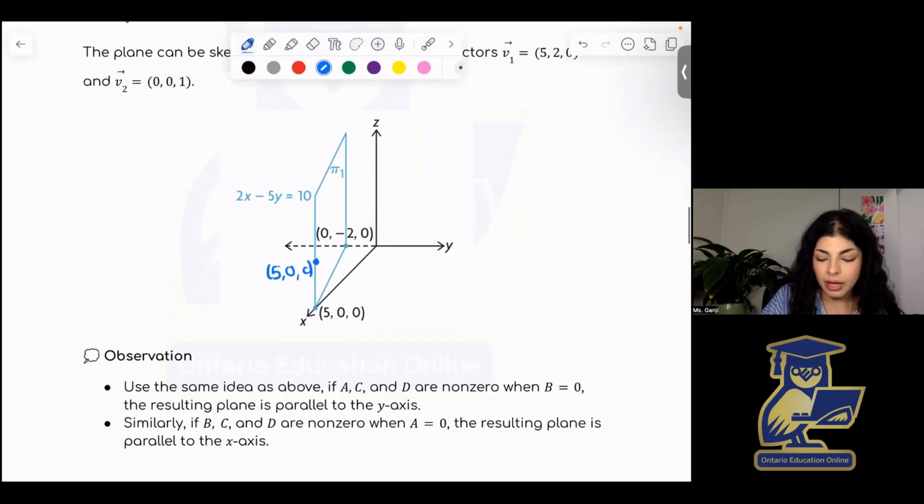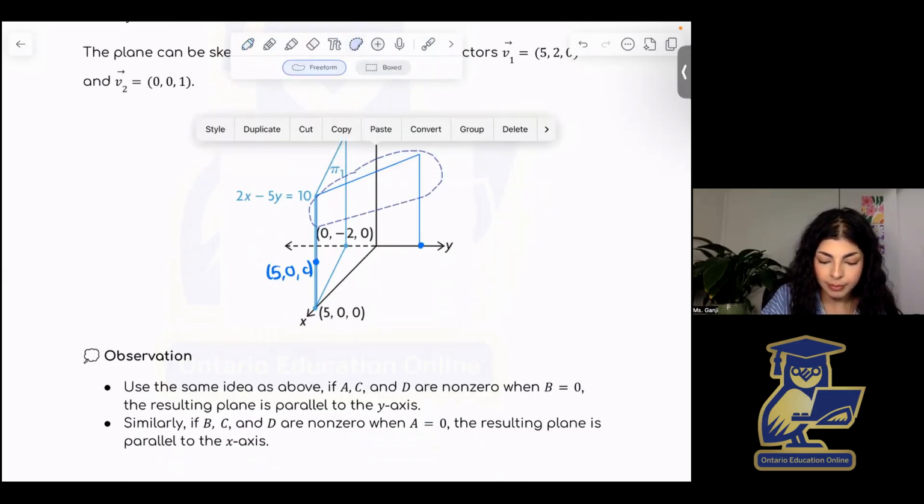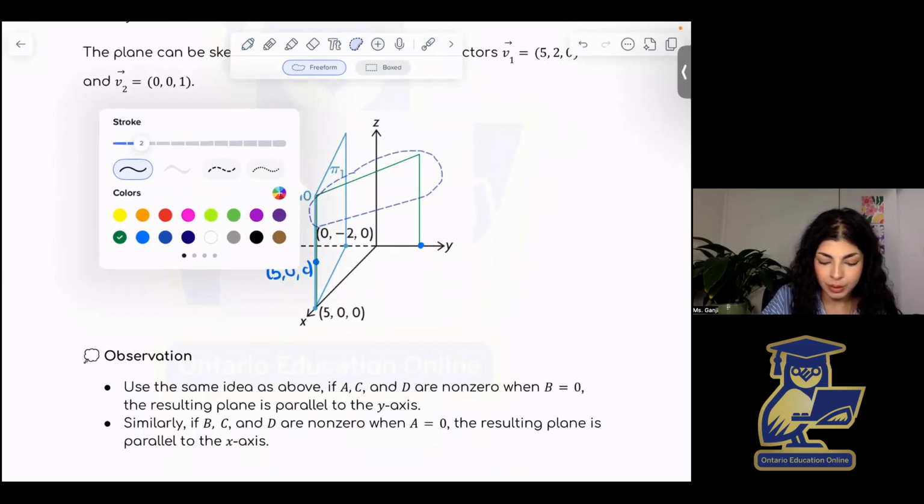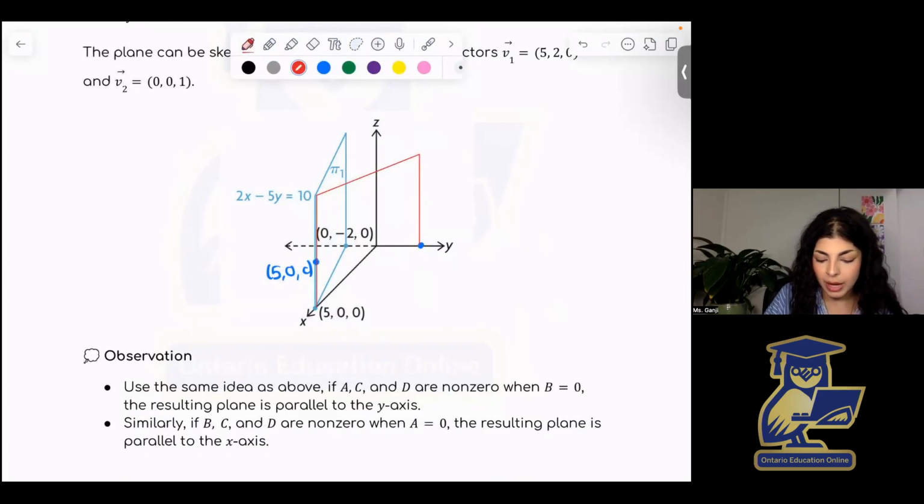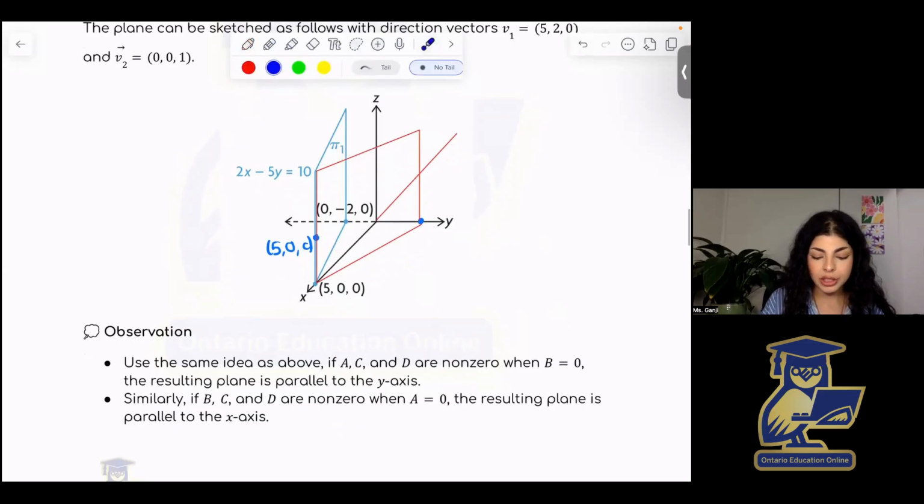Now, if your y-intercept was positive, you can do the same thing. You would just draw this line and go this way. Make sure this is parallel. Or maybe I should do this with a different color. Let me do green here, or red. Red is better. Okay. And that's how you would draw the plane if it had a positive y-intercept. And again, if it had a negative x-intercept, you can also extend it this way and draw your parallelogram that way.